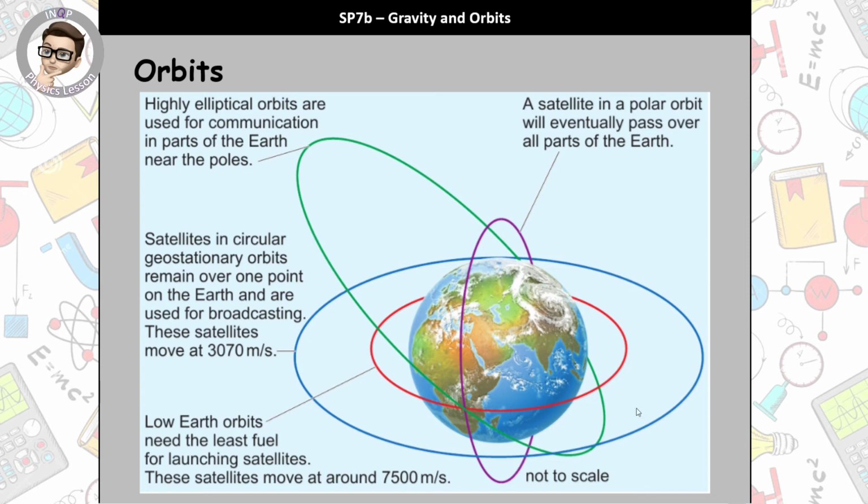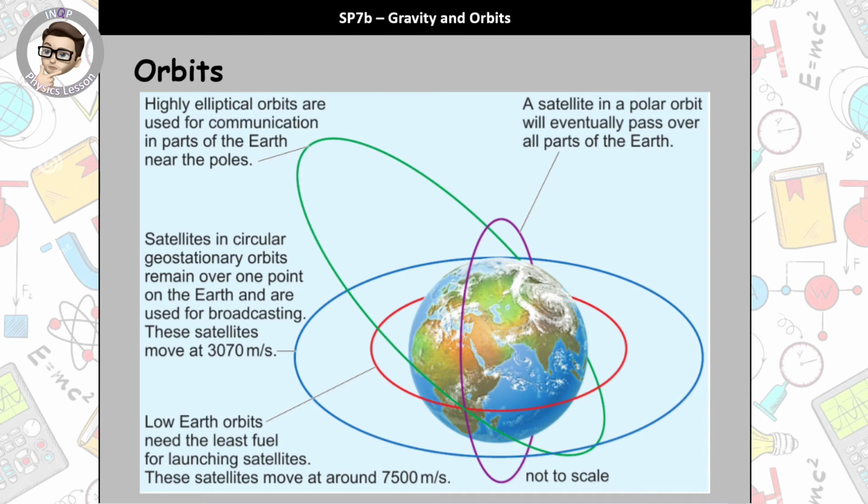And then these blue ones, which are the really important ones, these are known as our geostationary orbits. And our geostationary orbit, in fact, will take as long to go round the Earth as the Earth takes to spin on its axis. So that means that those satellites appear to stay in the same spot in the sky.